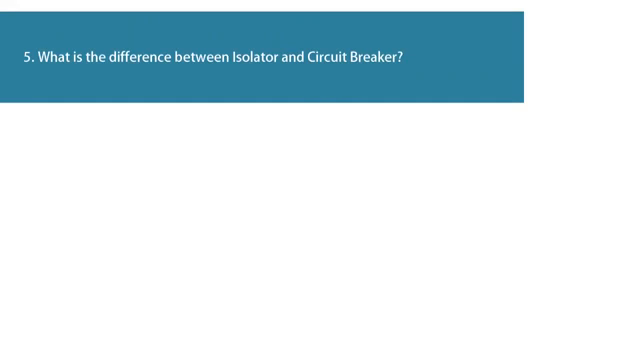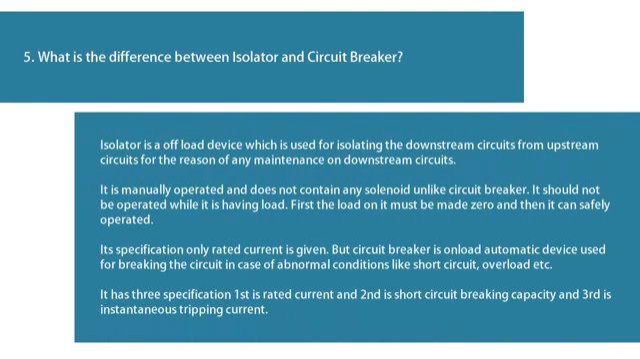5. What is the difference between isolator and circuit breaker? An isolator is an off-load device which is used for isolating the downstream circuits from upstream circuits for the reason of any maintenance on downstream circuits. It is manually operated and does not contain any solenoid, unlike a circuit breaker. It should not be operated while it is having load.